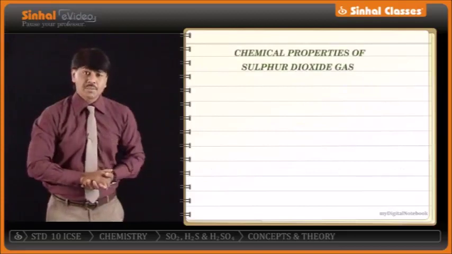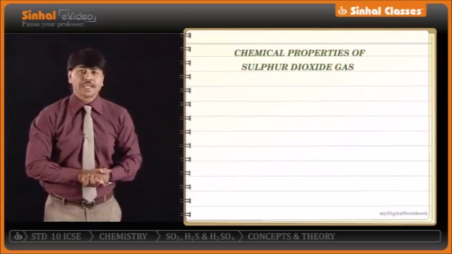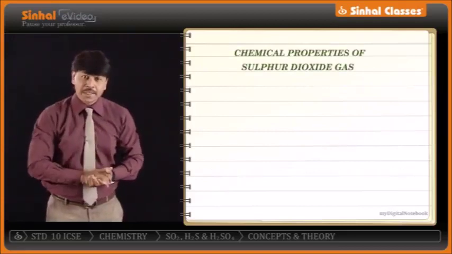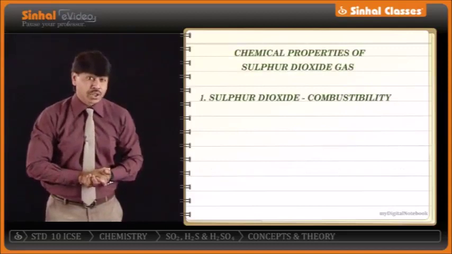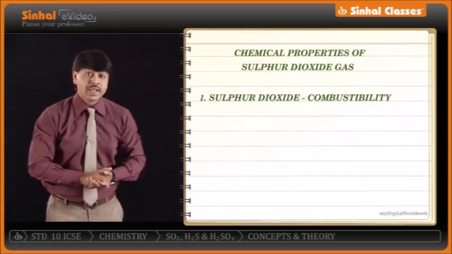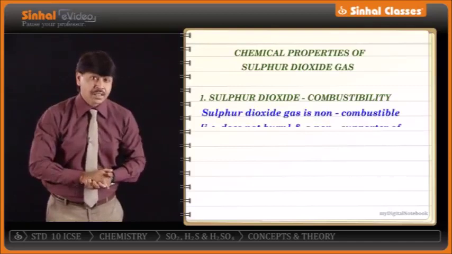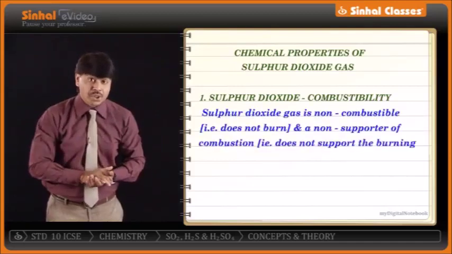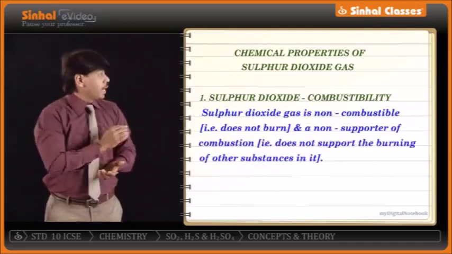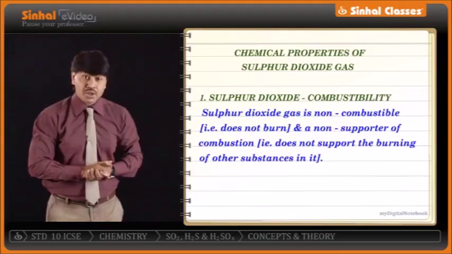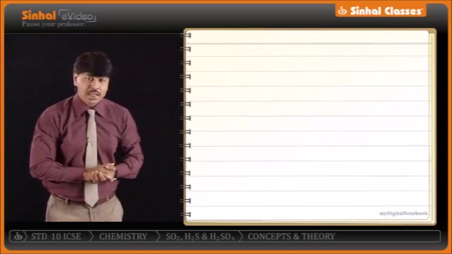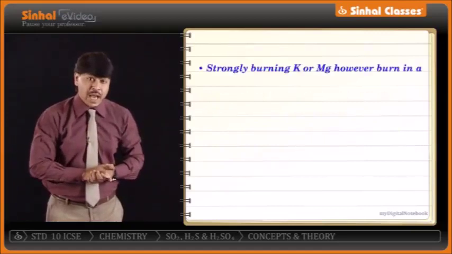Now let's see some of the chemical properties of sulfur dioxide. To begin with, let's talk about combustion. Sulfur dioxide is a non-combustible gas and also does not support combustion, but very reactive metals like potassium or magnesium continue to burn in the presence of SO2 gas.